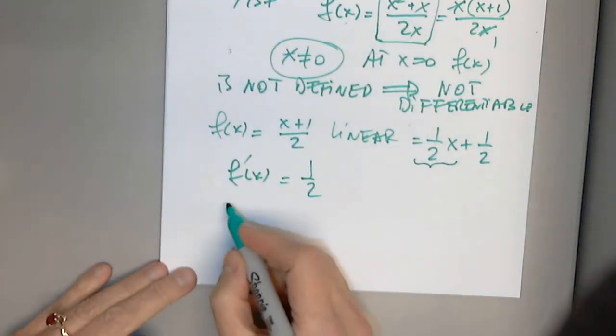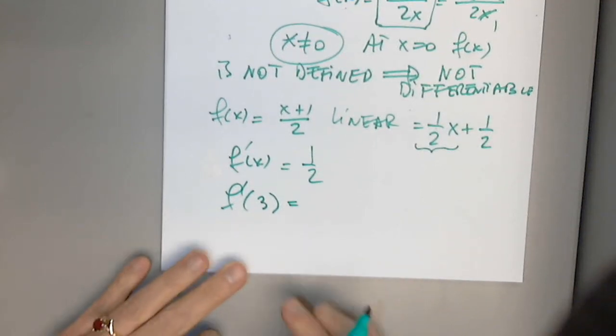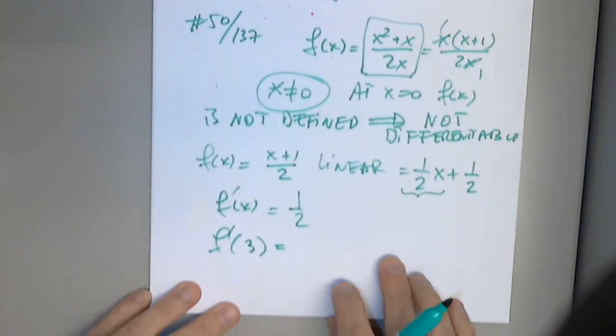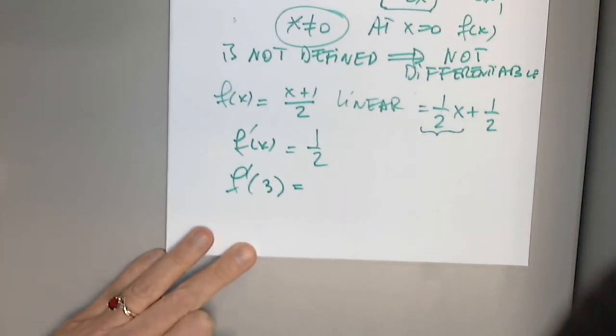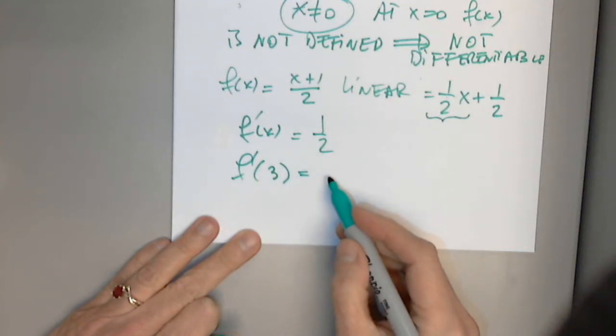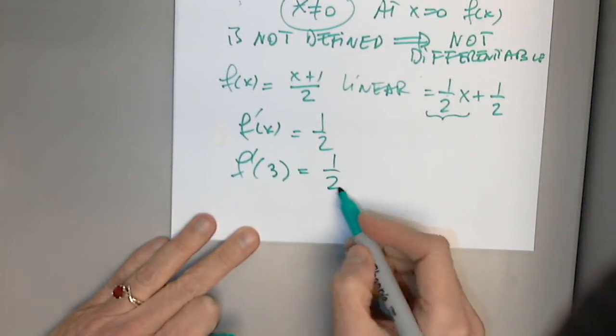So then if I'm asked to find f prime of 3, what will the answer be? First of all, is the function differentiable at 3? Yes, it is, because 3 is not 0. And then what will be the answer? Let's plug in 3. What do we get? Of course.